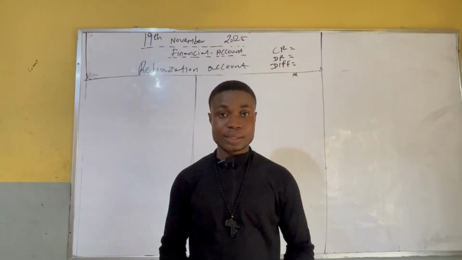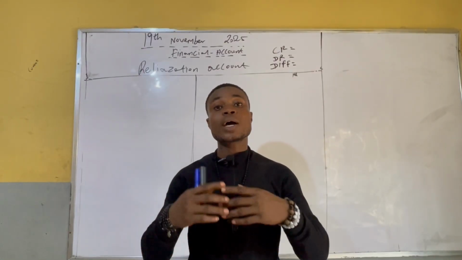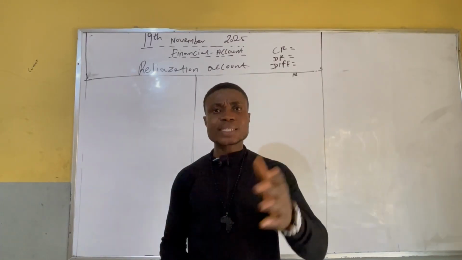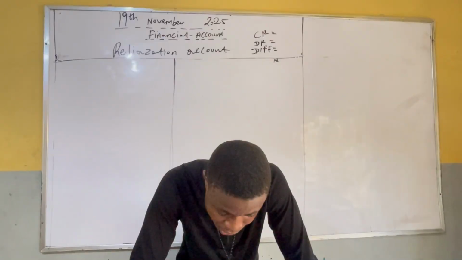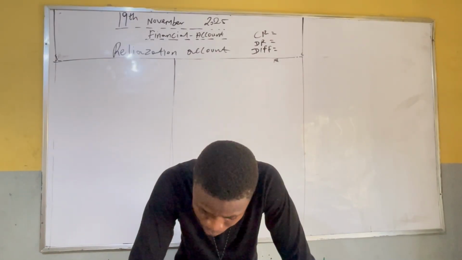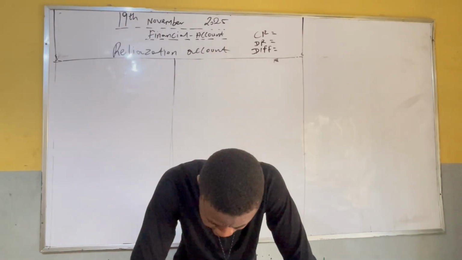Welcome to today's class. We are working on dissolution of partnership and taking over of a partnership. Let's look at the question. Let's take it step by step. Soji, Biodu, and Ojo are into retail business, sharing profit or loss equally. They agreed to dissolve the business.